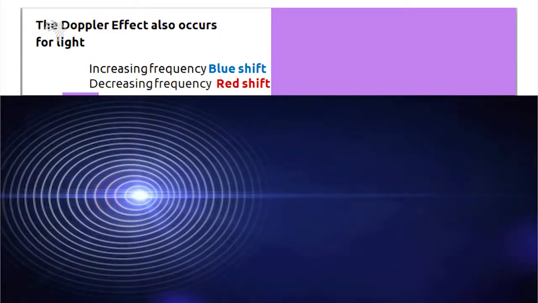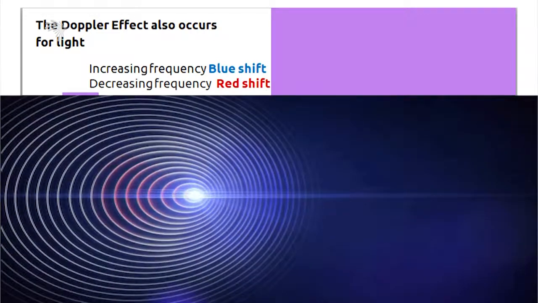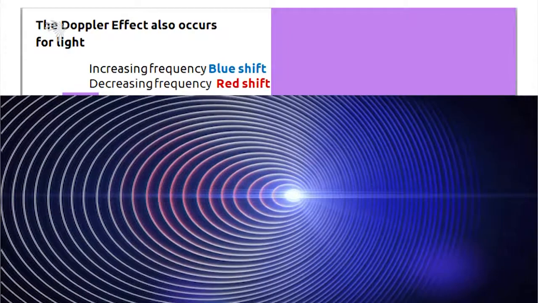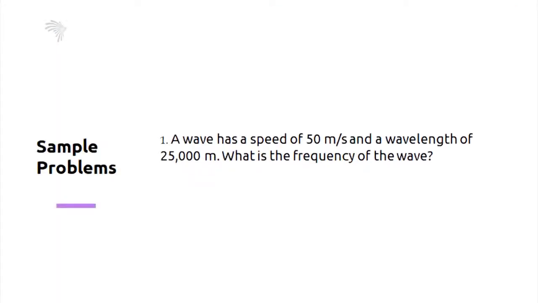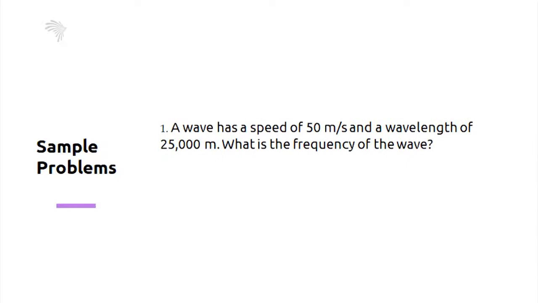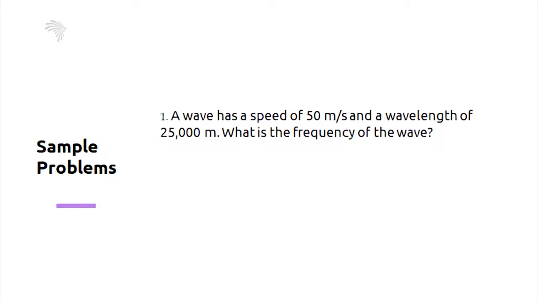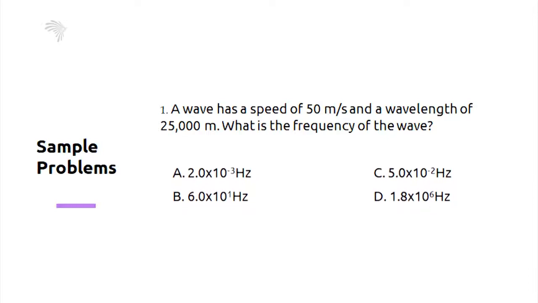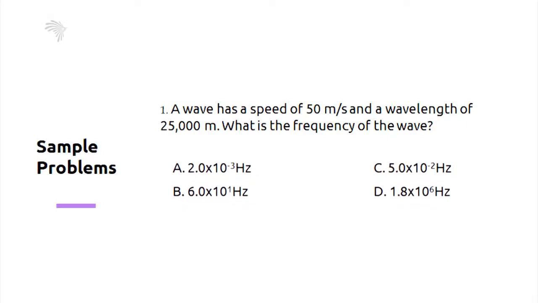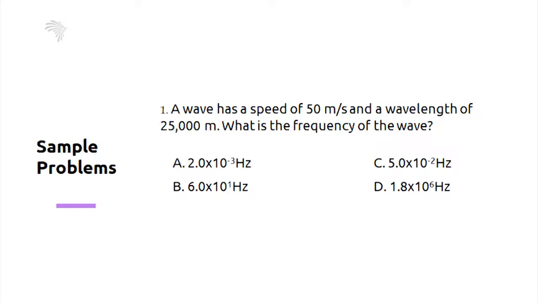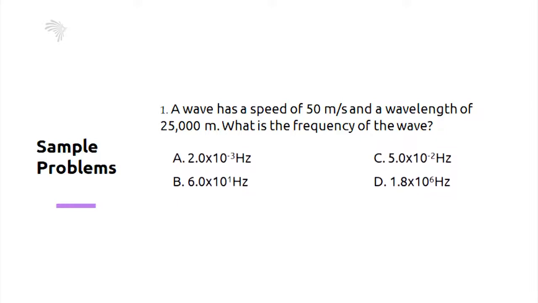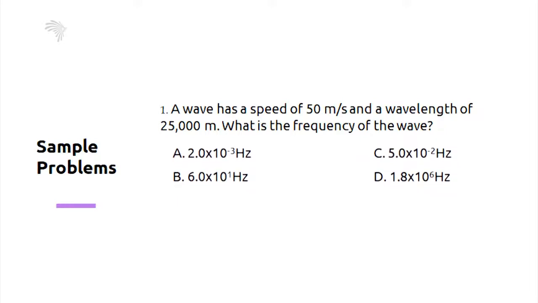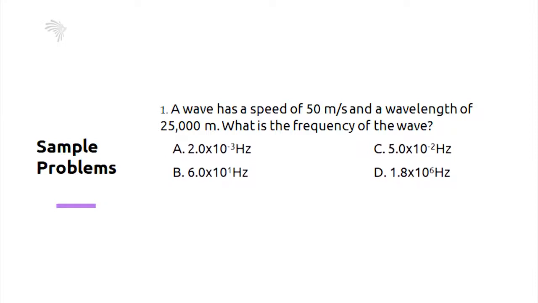The following are some sample problems that appeared in national university entrance exams in preceding years. Number 1. A wave has a speed of 50 meters per second and a wavelength of 25,000 meters. What is the frequency of the wave? A. 2 × 10⁻³ Hz. B. 6 × 10¹ Hz. C. 5 × 10⁻² Hz. And D. 1.8 × 10⁶ Hz.